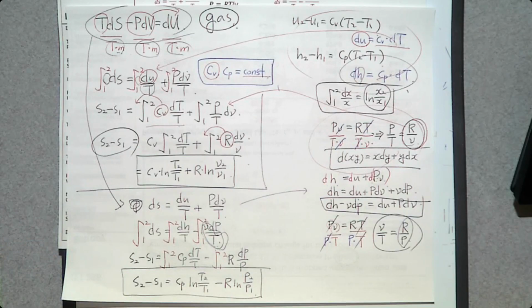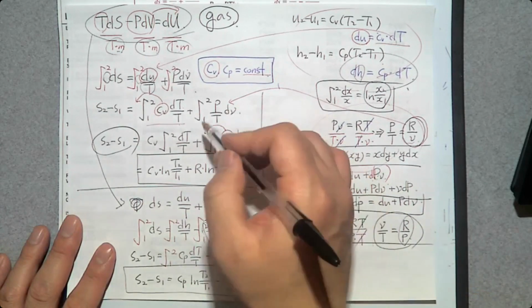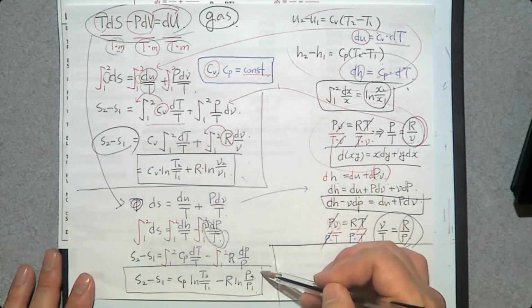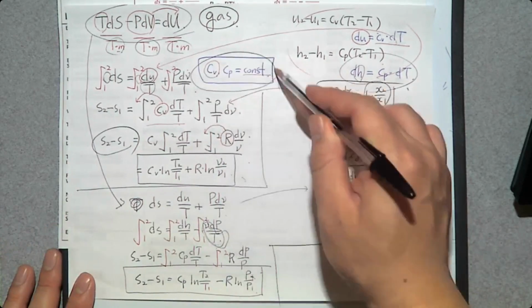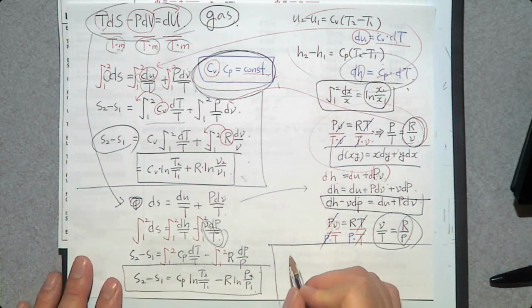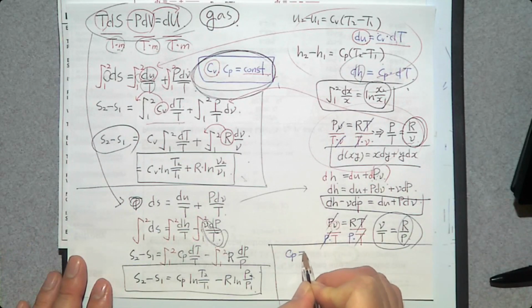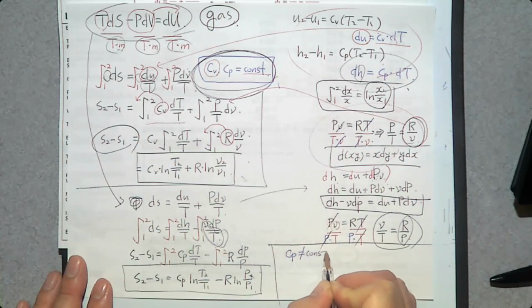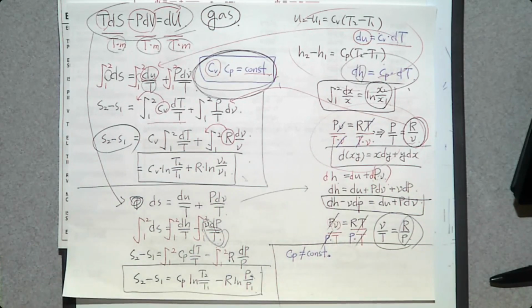Then what is the last one? For these two equations, we got these two equations assuming specific heats are constant. But not always can we assume constant specific heat. What about if we cannot assume specific heat is constant? So the specific heat is not constant. Then can you solve this one? No. Then if you cannot solve this equation, what do we do?